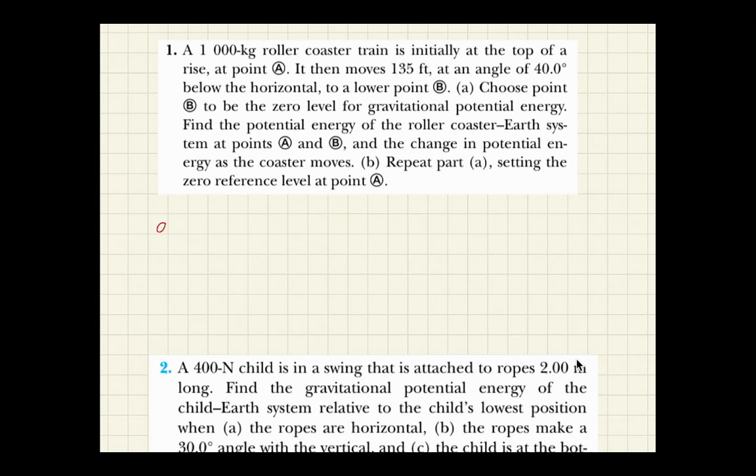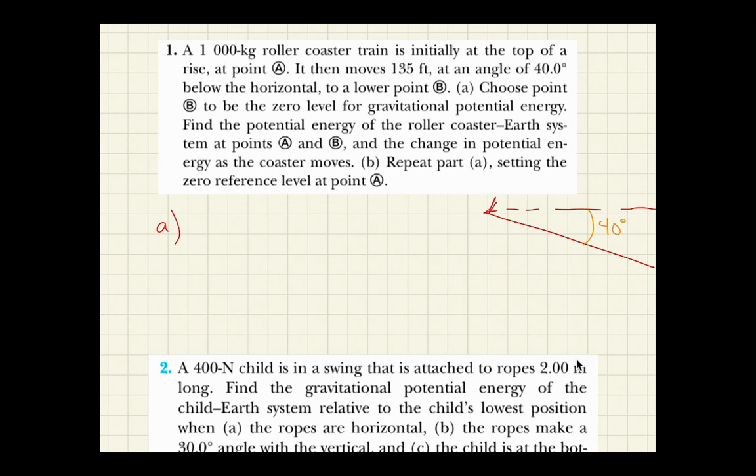Let's call the position at point B 0. So we have a roller coaster on top of a rise. It moves 135 feet at an angle of 40 degrees below the horizontal. So basically, it's an inclined plane, where this angle here is 40 degrees.